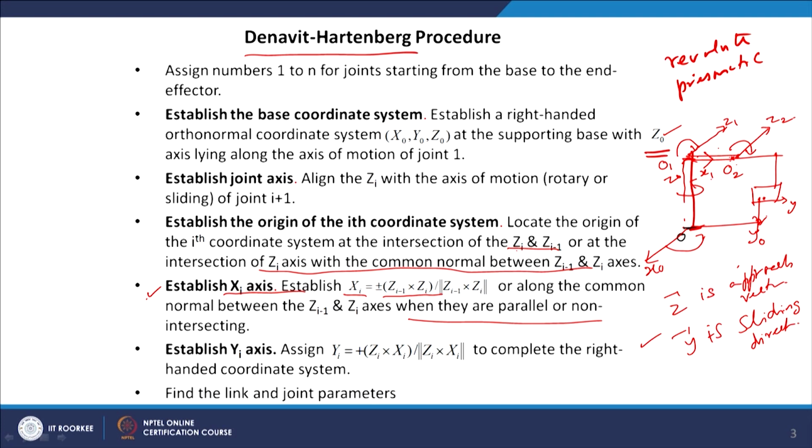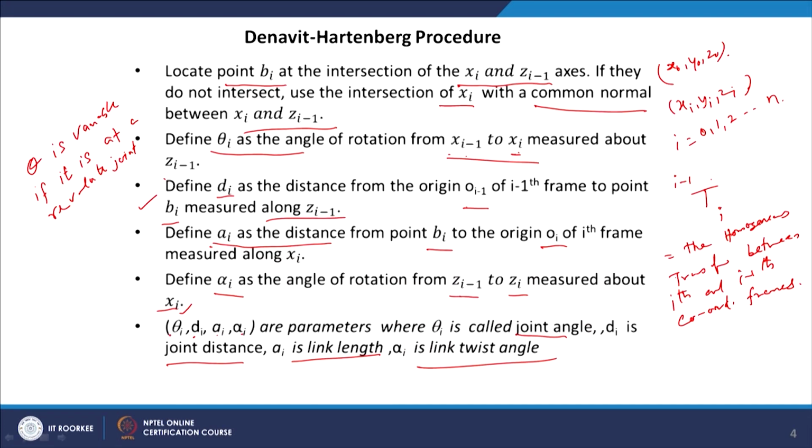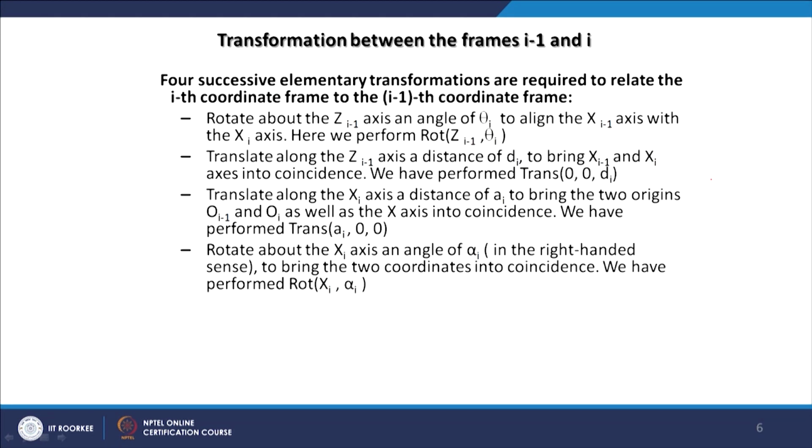Now, how to relate one coordinate frame with the other is to be seen in this expression. If we have the base coordinate frame like this and another coordinate frame like this, and the third joint has a coordinate frame this way and the end effector coordinate frame is this way, we can have the 0th frame, then the first frame, second frame, etc., the nth frame.